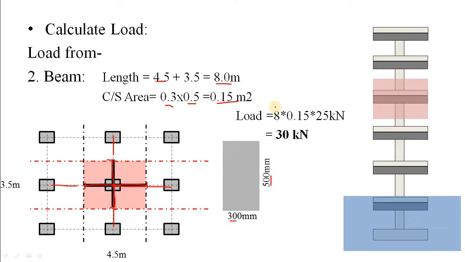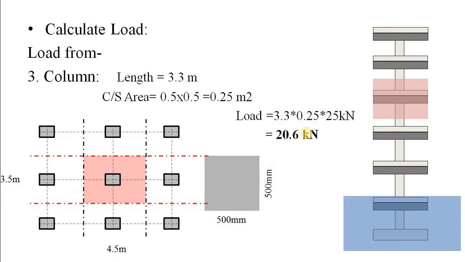Again, just similar to the slab, calculate the volume, length into cross-section area, and then multiply this with the density of concrete, that is 25 kilonewton per meter cube. So you get the weight or the load for the beam as 30 kilonewton. Now it is time for the column.